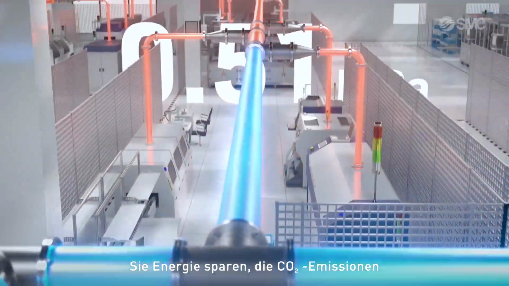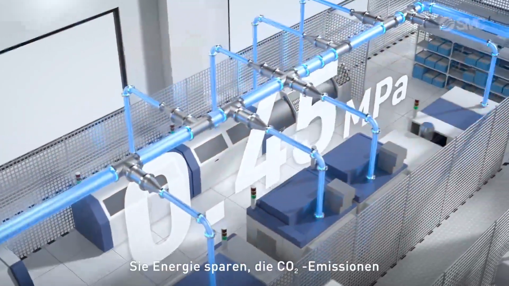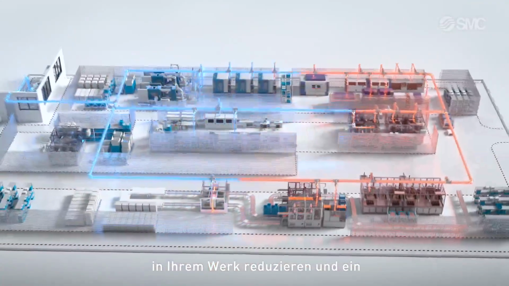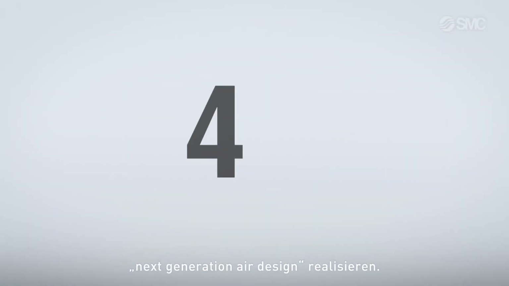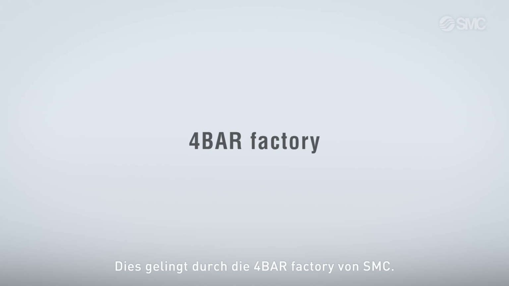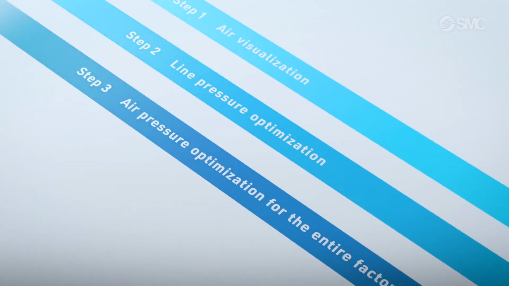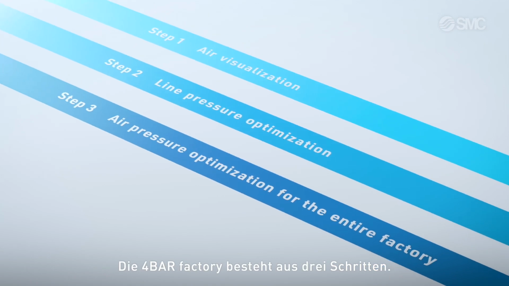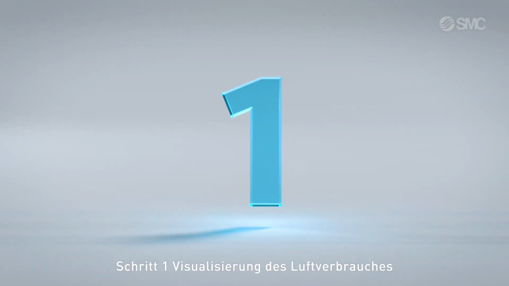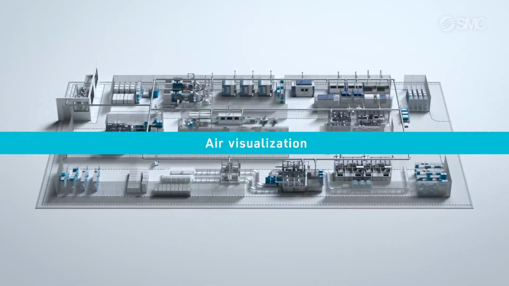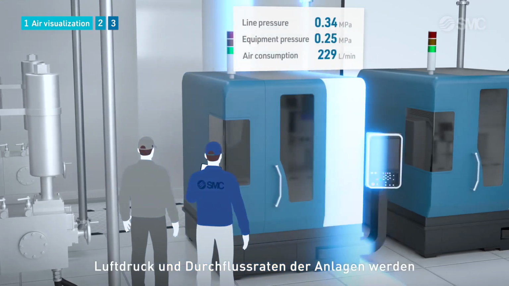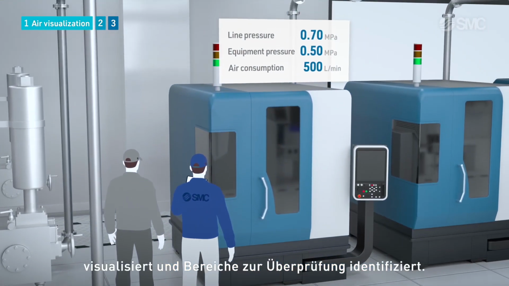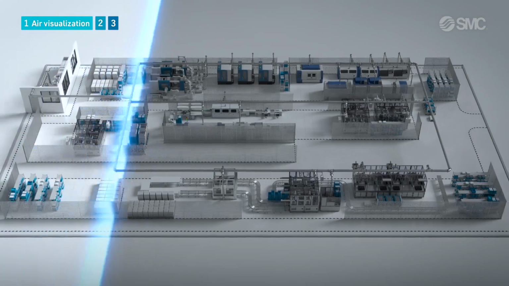By optimizing the supply pressure, you can save energy and reduce CO2 emissions at your factory, efficiently achieving next-generation air design through best practices. This concept is achieved by 4-bar factory. 4-bar factory consists of 3 steps. Step 1. Air visualization. First, we visualize the pressure and flow rates of existing equipment to identify areas that can be reviewed.